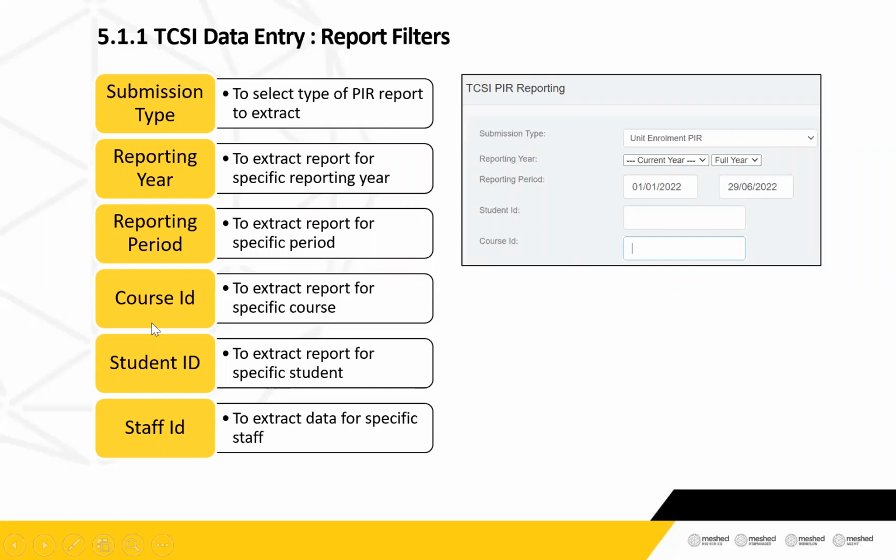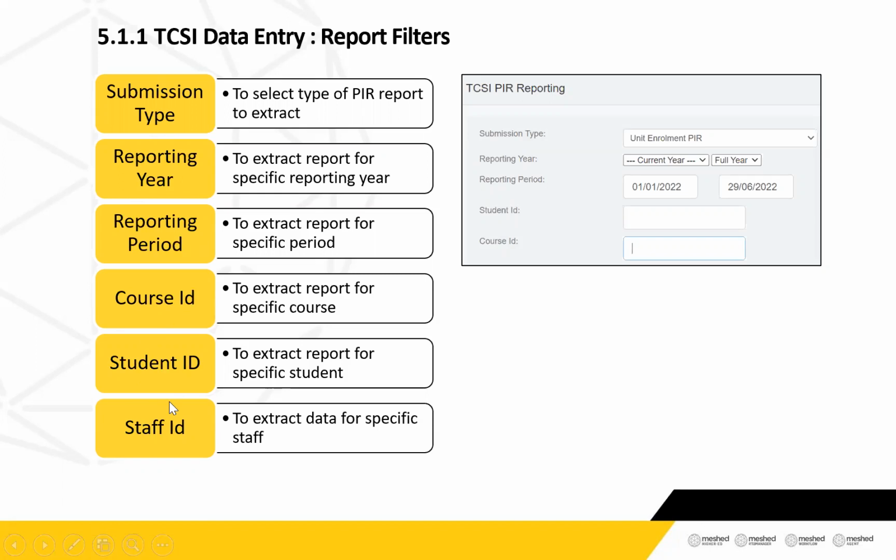Next are these optional filters: course ID, student ID, and staff ID. These are specifically to filter data specific to that data set. So for example, if you provide course ID before filtering data, the system will capture data only for that course.